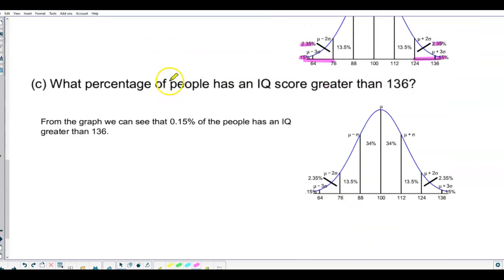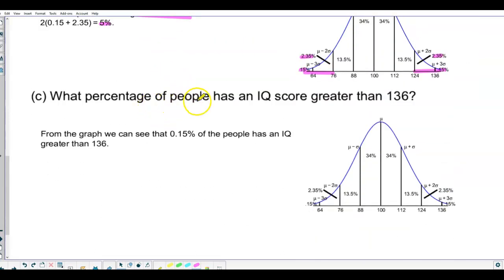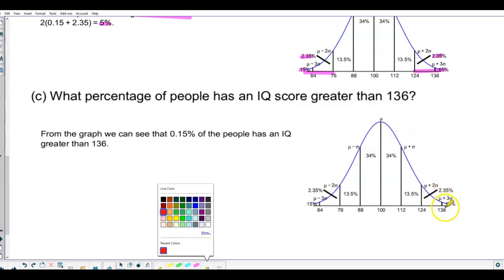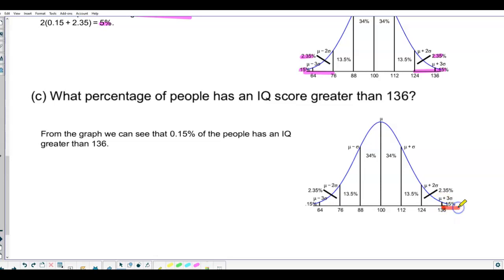Part C. It says, what percentage of people has an IQ score greater than 136? So let's take a look. Here's 136. We want to know everything that's greater than that. Well, we have 0.15%. So from the graph, we can see that 0.15% of the people have an IQ score that is greater than 136.